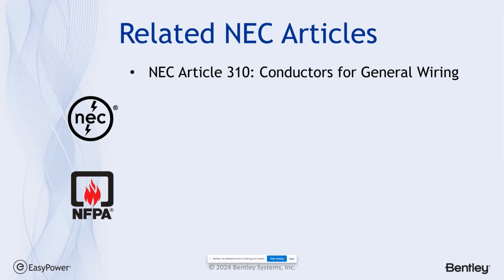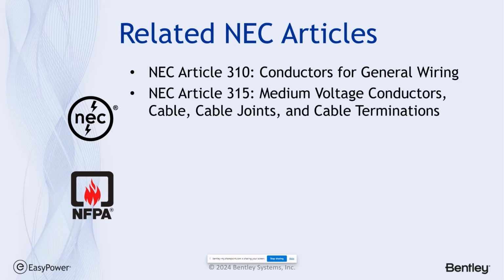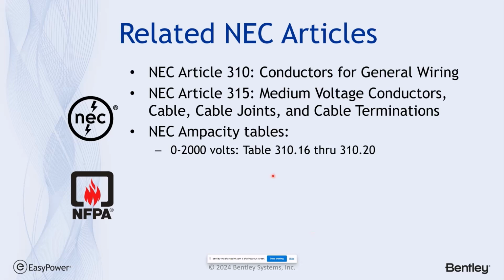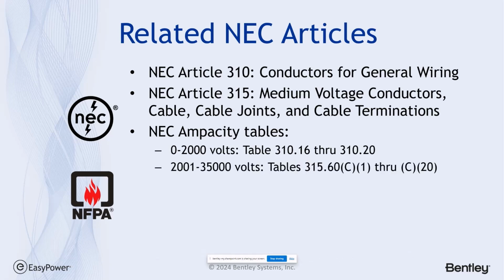So first, we have Article 310, which contains information on conductors for general wiring up to 2,000 volts. Then we also have Article 315, which is for cable installations between 2001 and 35 kV. So the ampacity values in EasyPower software are extracted from tables listed in Article 310 for below 2,000 volt cables, and these are the tables 310.16 through 310.20. For cables between 2,000 and 35 kV, the software is referencing tables 315.60 C1 through C20.